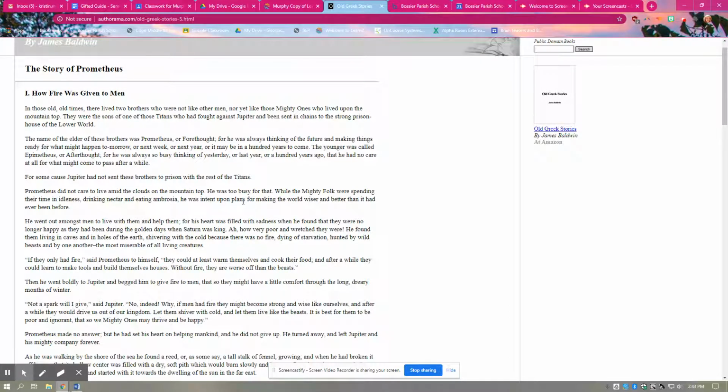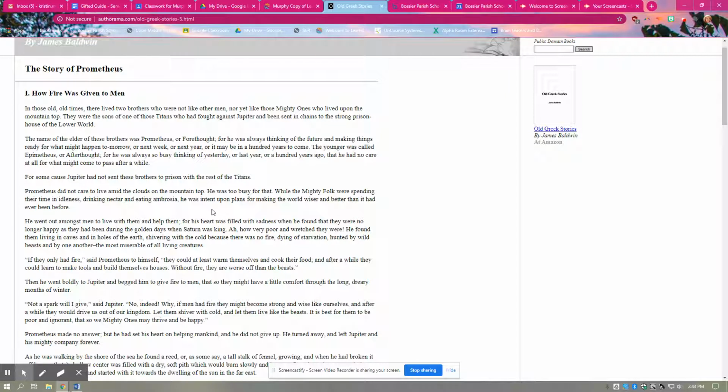The name of the elder of these brothers was Prometheus, or Forethought, for he was always thinking of the future and making things ready for what might happen tomorrow or next week or next year, or it may be in 100 years to come. The younger was called Epimetheus, or Afterthought, for he was always so busy thinking of yesterday or last year or 100 years ago that he had no care at all for what might come to pass after a while. For some cause, Jupiter had not sent these brothers to prison with the rest of the Titans.